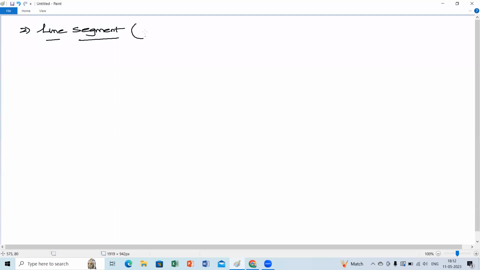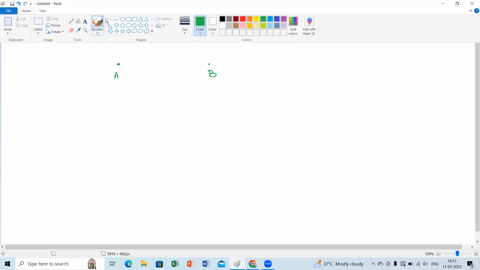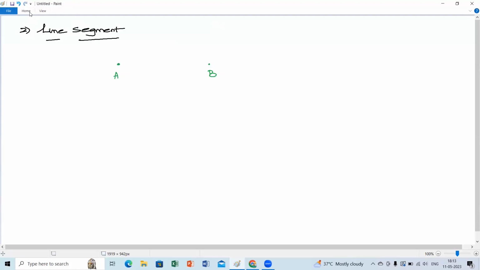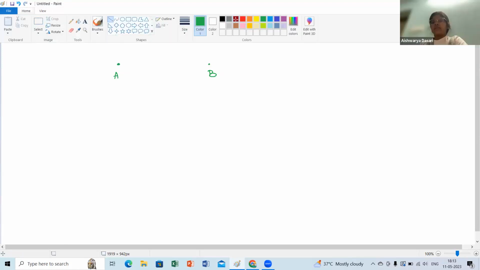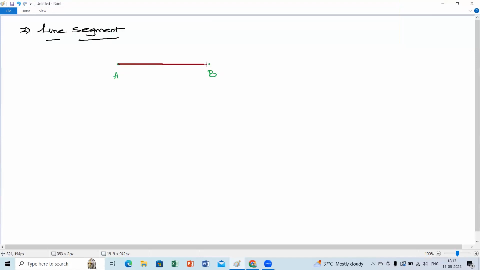A line segment can be represented pictorially, through pictures. You can see, children, suppose a line segment has fixed endpoints. Take any two points. Let me use some different colors. So this is point A. This is another point B. If I join these two points, what should I get? Yes, a line segment. Very good.